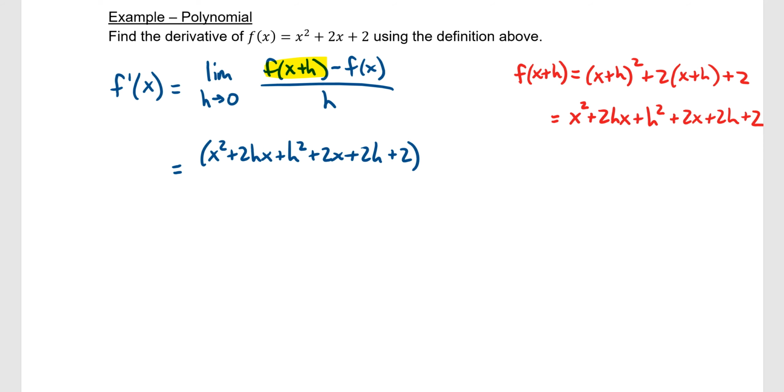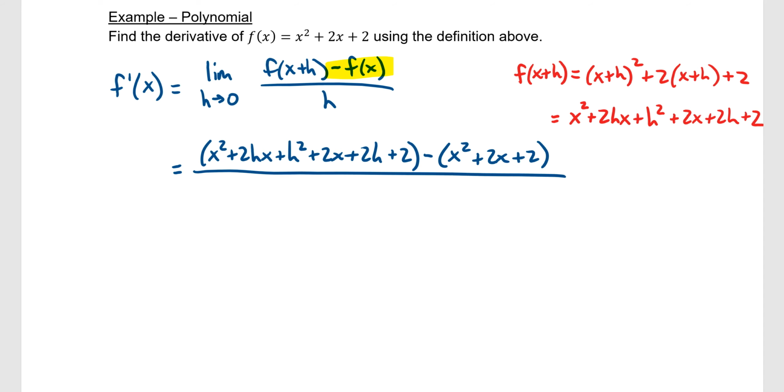And then it's going to be minus f of x. So now we just need to subtract our function and make sure we have parentheses. Our function is x squared plus 2x plus 2. And that is all divided by h. And also we can't forget to write the limit as h approaches 0 out front. So we need to keep writing that limit out front until we actually plug in 0 into h.